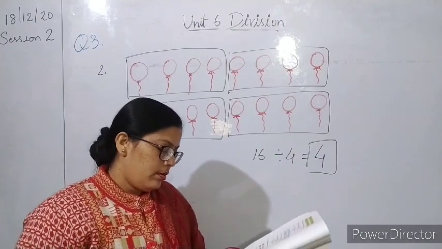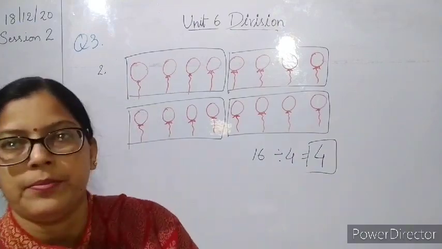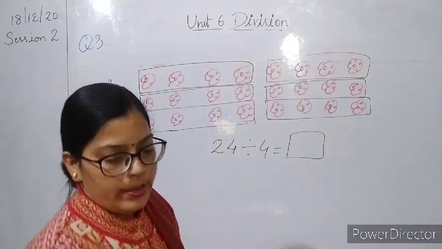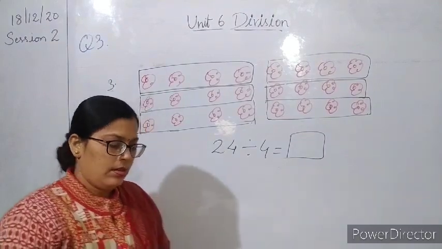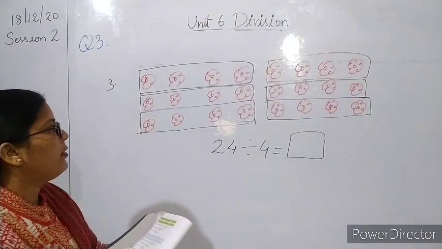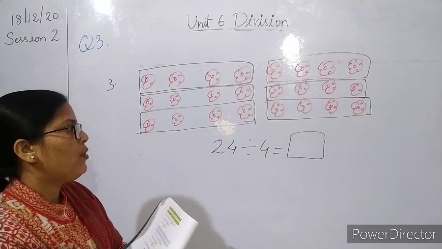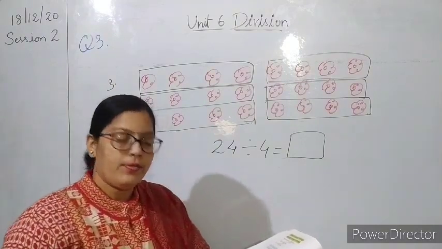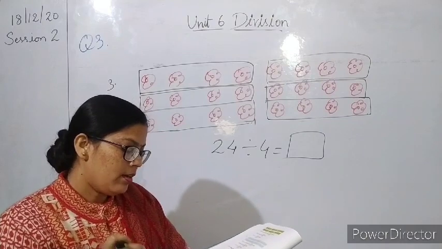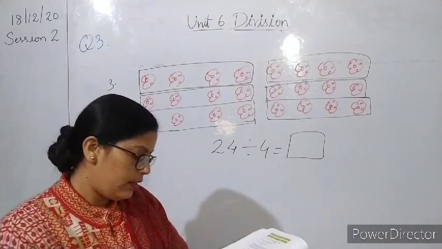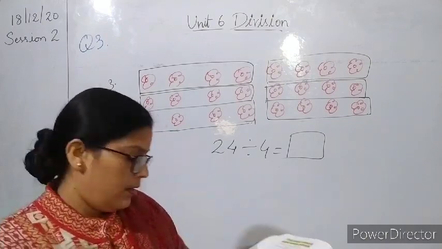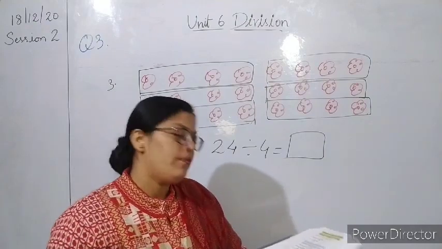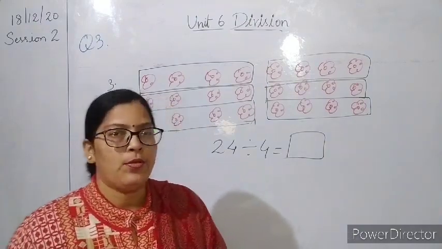Now moving to question number 3. Okay children, in this question flowers are given. And what is asked? 24 flowers are to be divided among 4 groups. So here we have to make groups of 4.